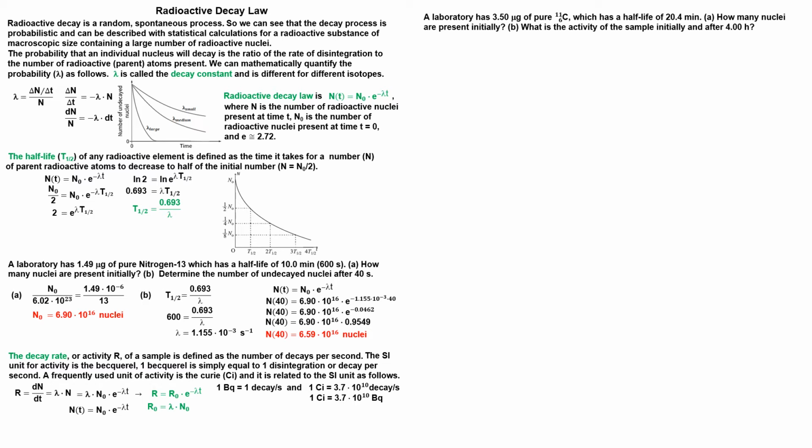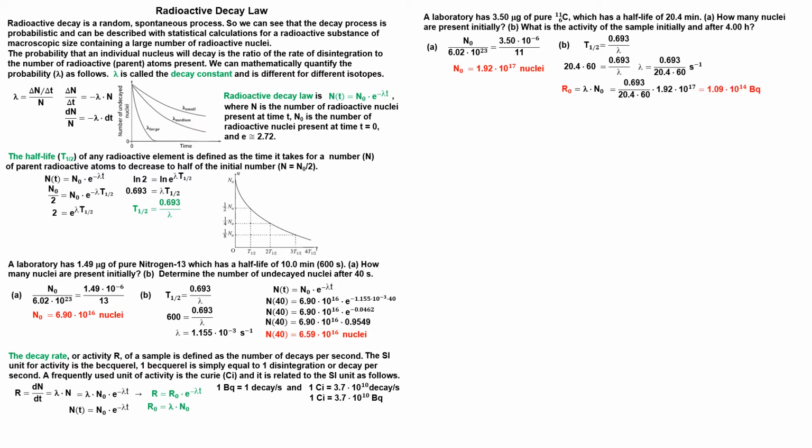To solve item A, we use the definition of the mole and Avogadro's number to find the number of nuclei that we have initially in the sample, as in the previous example. To solve item B, first, we find the decay constant, and then we multiply the number of nuclei that we have initially in the sample by the decay constant. To find the activity after 4 hours, we take the formula above and perform the calculations.